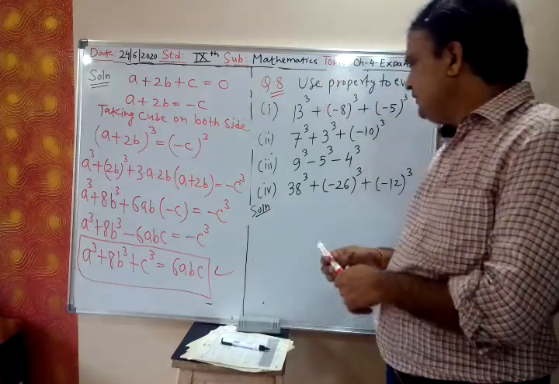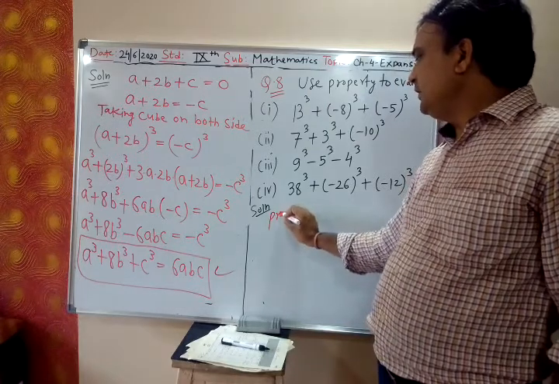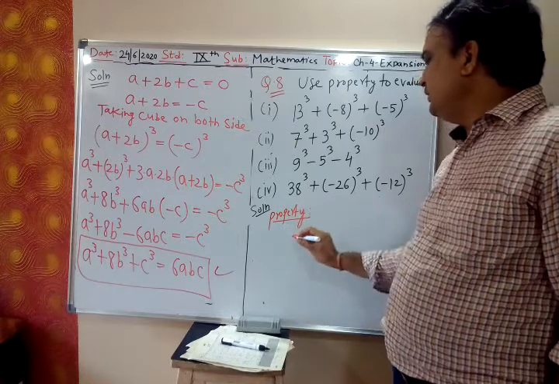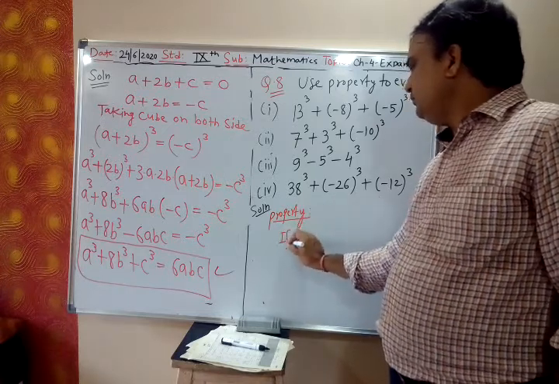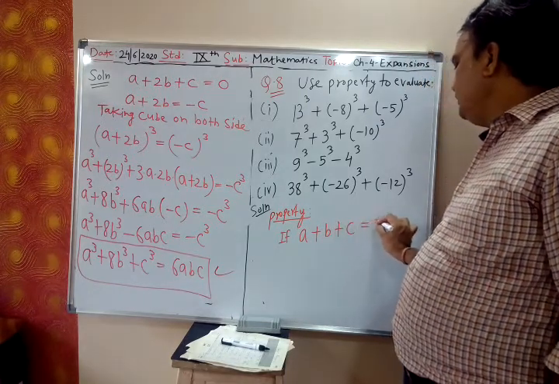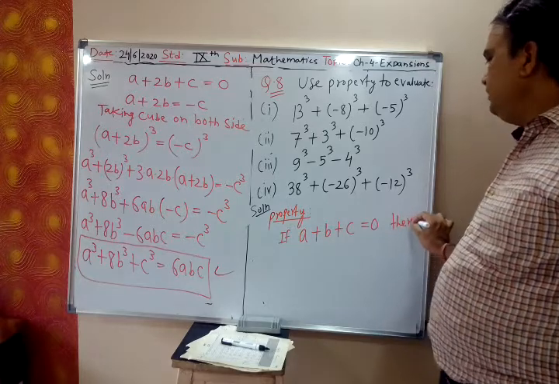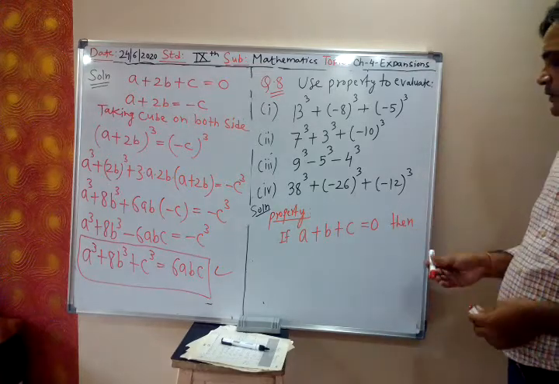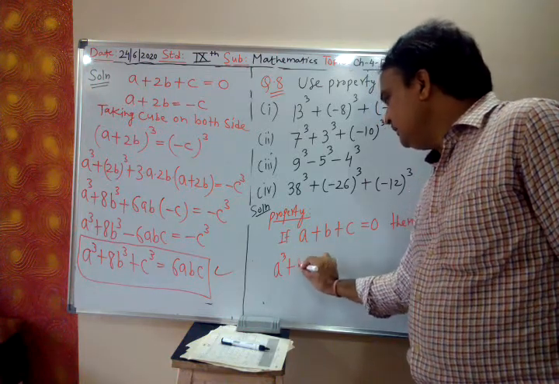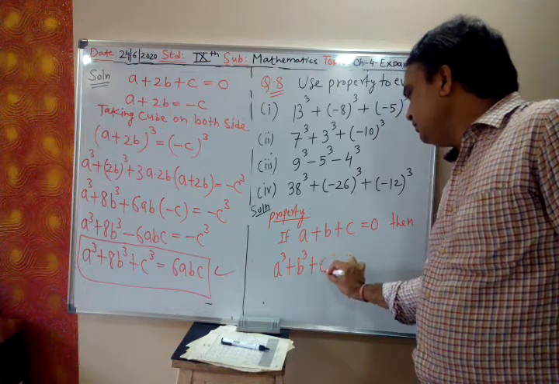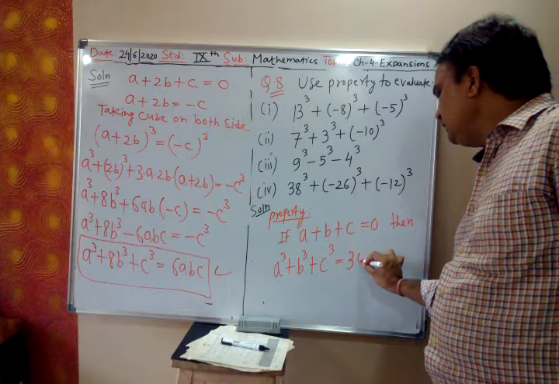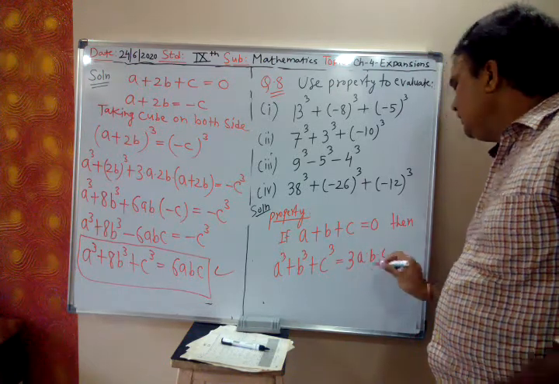Let us write the property first, and this should not be written in the solution. I am writing the property. If a plus b plus c is 0, then a cube plus b cube plus c cube is 3 into a into b into c, 3abc.